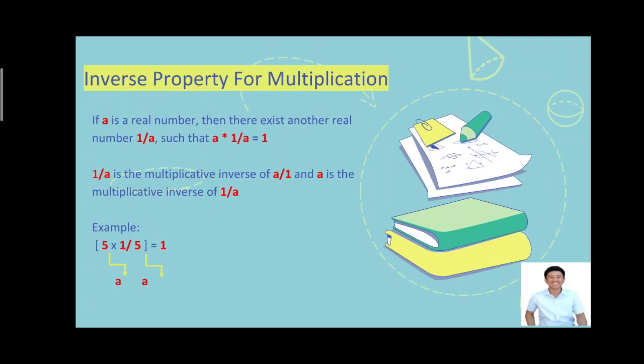So, ganun lang kadali ito. At wag lang tayo magpapalito dito. At lagi nating tandaan, kunyari meron tayong isang whole number, ayun yung A natin. At pag gusto natin siyang i-inverse, i-multiply lang natin siya sa 1 over A.